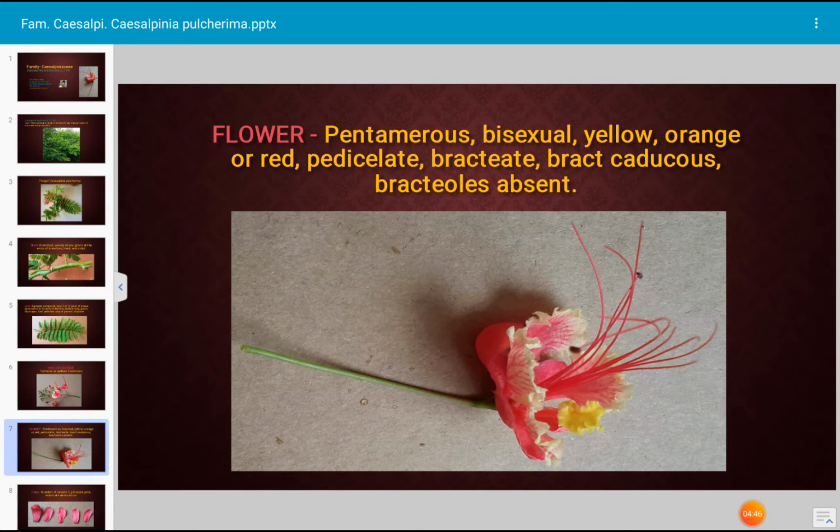Bract is present, hence the bracteate flower. Bract means a small leafy structure that occurs at the base of the flower, and bract is present in this, so the flower is bracteate. And bract is caducous. Caducous bract means it can easily detach or shed off at an early stage. Such a bract is described as caducous. Okay, and bracteoles are absent.